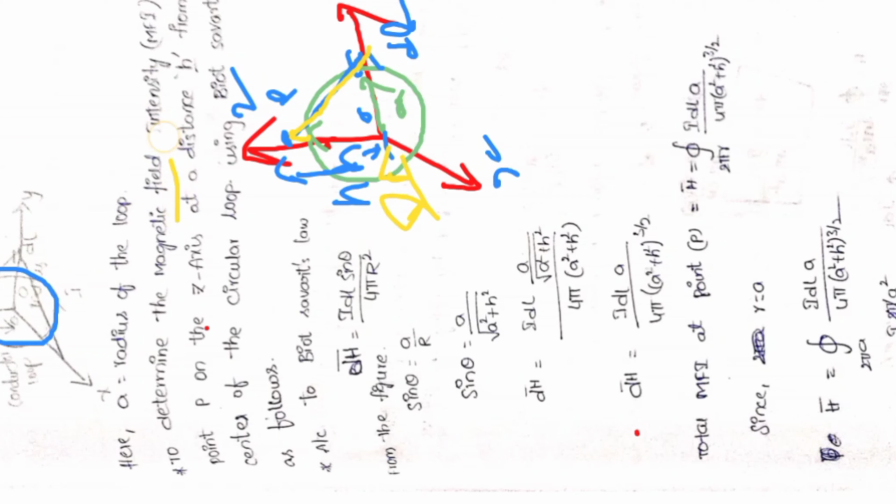To determine the magnetic field intensity at a point P on the z-axis at a distance h from the center of the circular loop, we use Biot-Savart's law. According to Biot-Savart's law, dH equals I dL sin theta by 4 pi r square. You know that already. From this diagram, assume that it is a theta. You can see this.